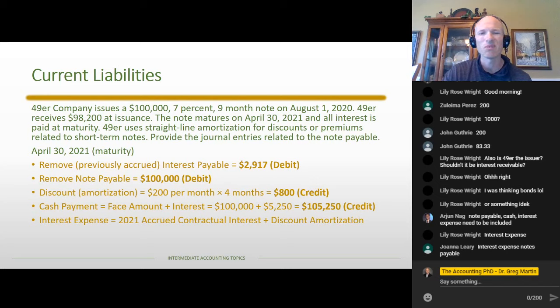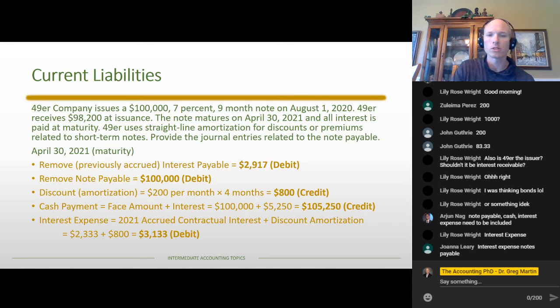And then the interest expense is probably the one, as far as the amount, it's probably the one you most easily mess up. And there's two elements to it, just like there was at the fiscal year end. There's the contractual portion, and then there's the amortization portion of the interest expense. And so for 2021, the contractual interest was $2,333. That's 4 months of contractual interest. And then the amortization, which we calculated before, was $800.